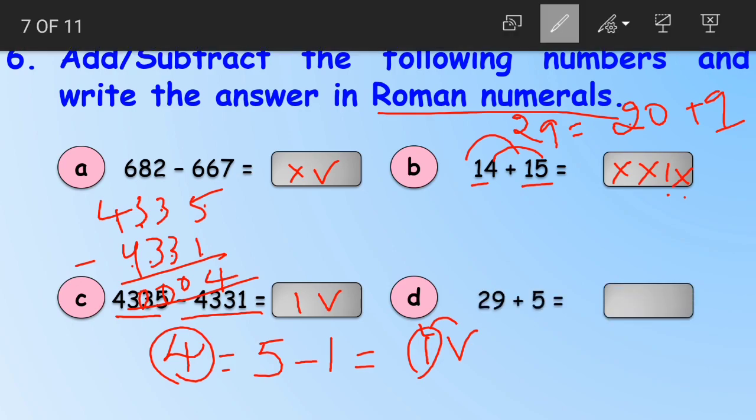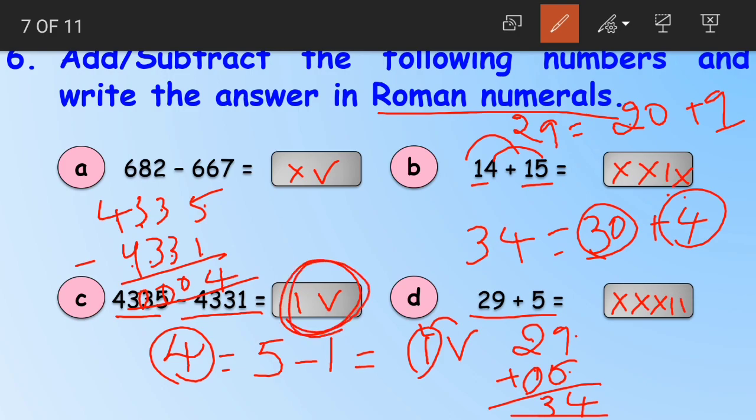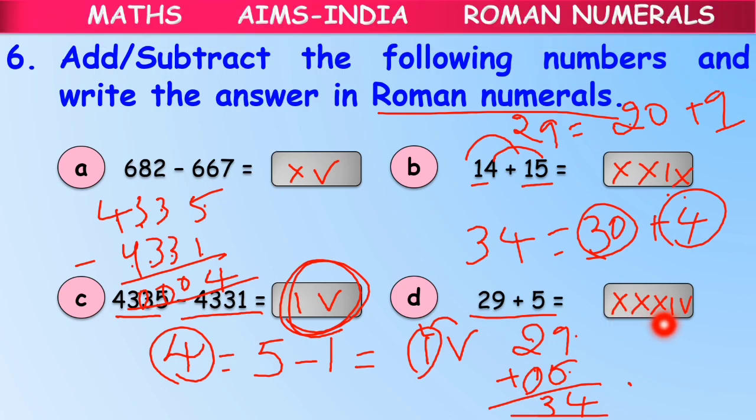Clear children? Sorry, question number D. 29 plus 5. 9 plus 5, 14. 1 is carried. 2 plus 1, 3. So 29 plus 5 we have 34 as our answer. Now how to write 34? 30 plus 4. Now 30 in Roman numerals is written as XXX. And how do we write 4, children? We wrote it here already, right? 4 is written as IV. So 34 is written as XXXIV.